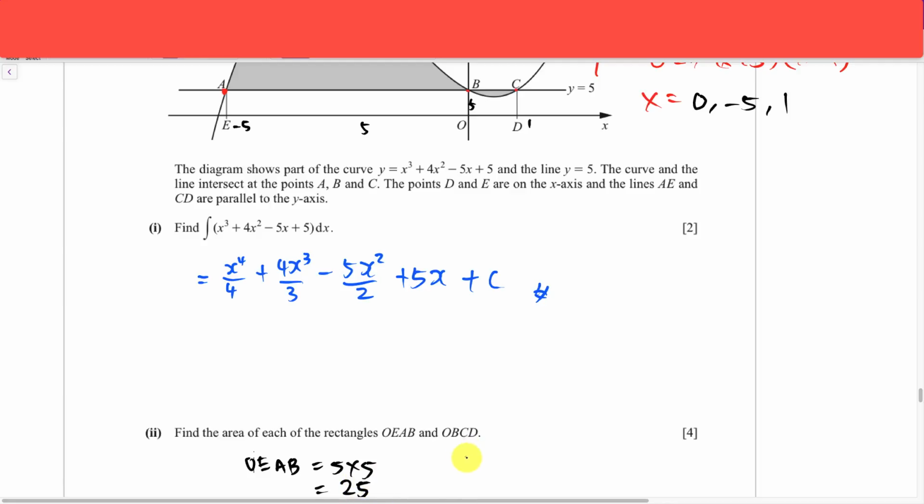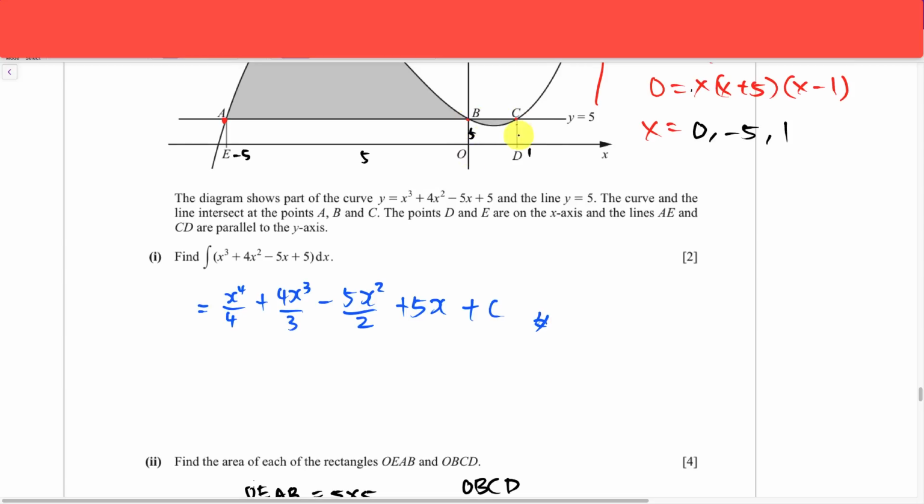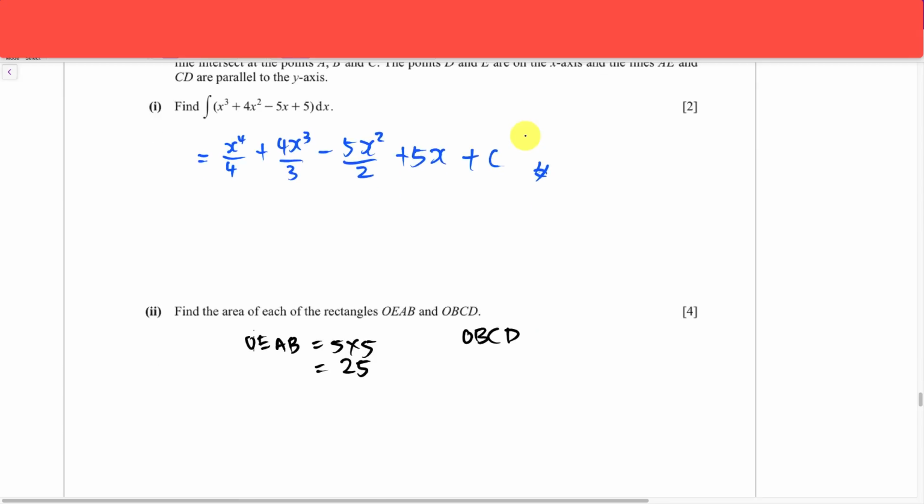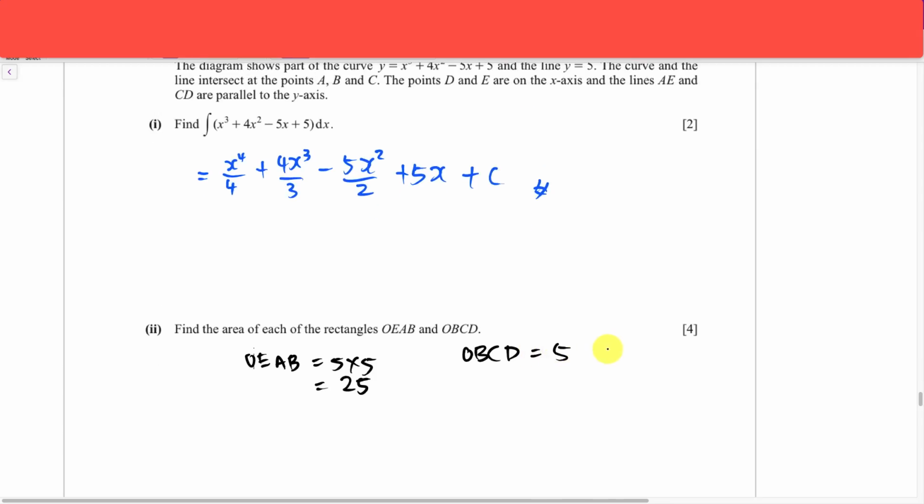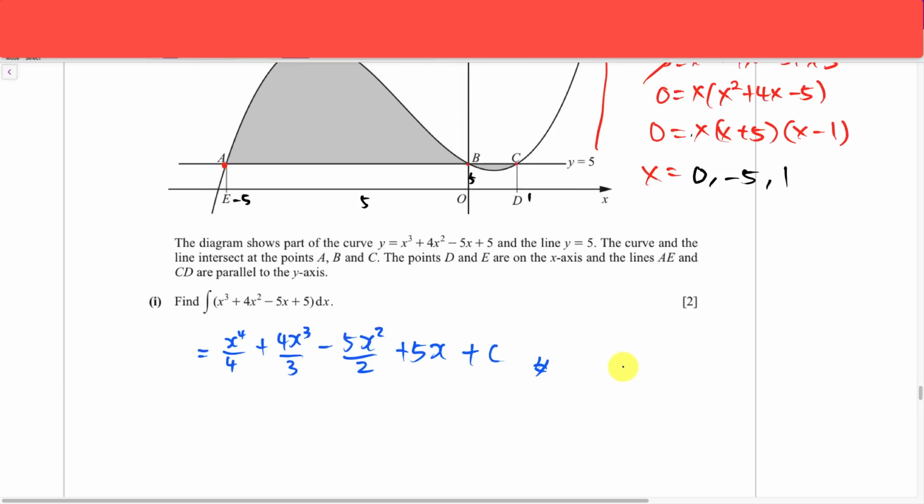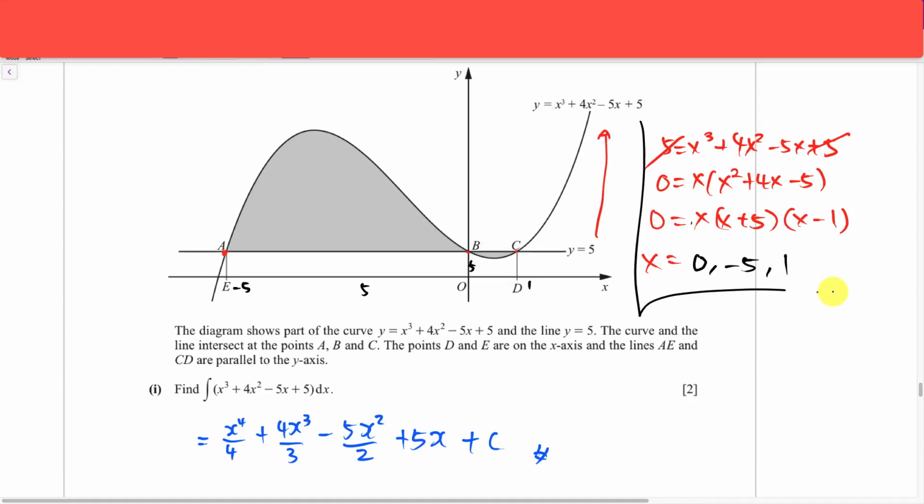Alright, and then OBCD, I guess it's the second rectangle. OBCD, this is 1 unit, this is 5, so it's just 5 multiplied by 1, which is 5. Of course, you have to show this working at the bottom also.